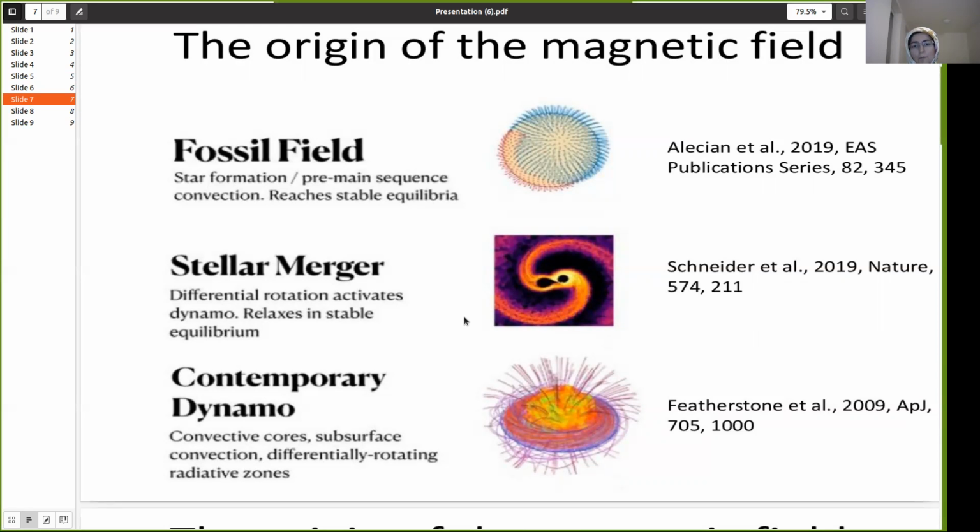And the third theory is the contemporary dynamo. What caused the activation of the dynamo is differential rotation in binary CP stars. What makes the dynamo activate? It is the differentially rotating radiative zones, that this theory said. But these three theories have some problems.